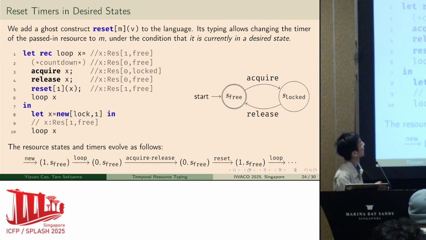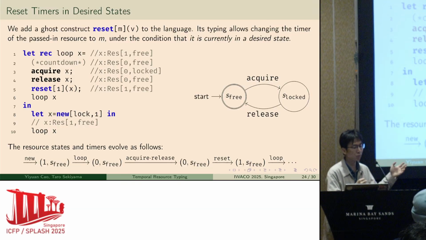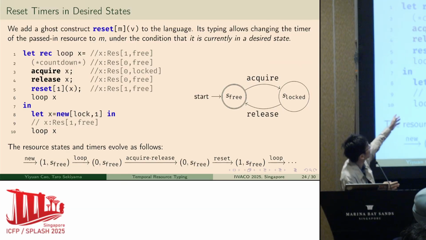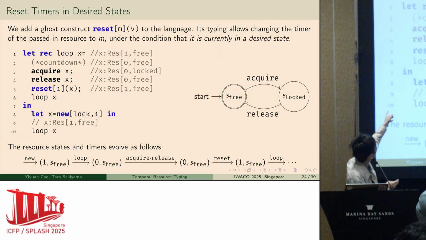So this is exactly what we do. We add a ghost construct reset to the language. And it allows resetting the timer of a resource whenever the resource is currently in a desired state. This way, a valid infinite usage pattern can continue infinitely by resetting the timer each time it is in a desired state. So this is the same lock example as in the previous page, but I added the reset at line 5, so it goes smoothly.